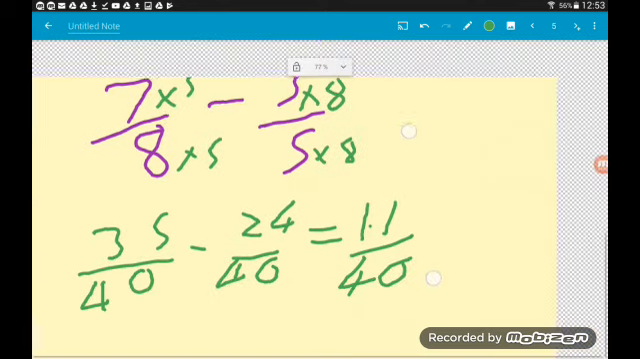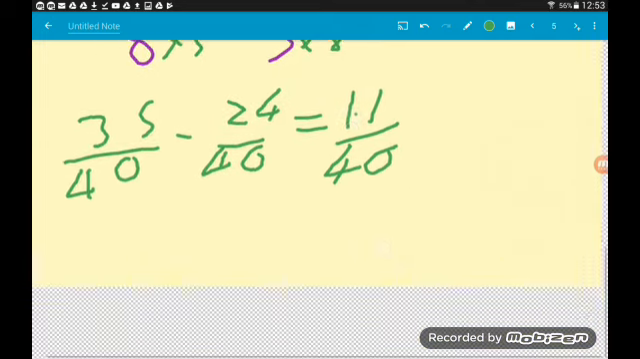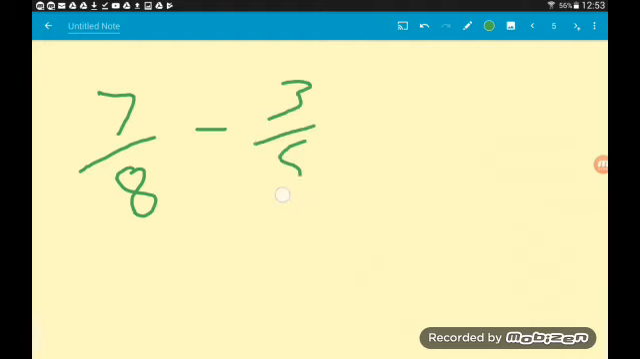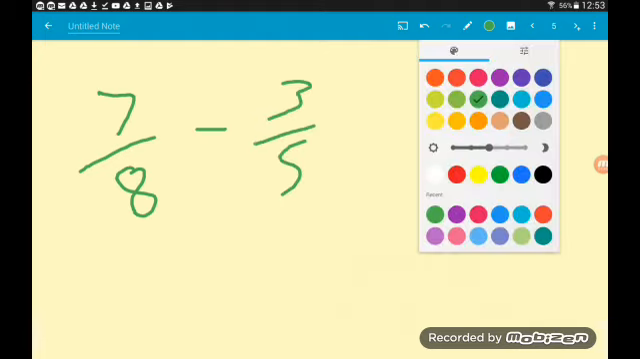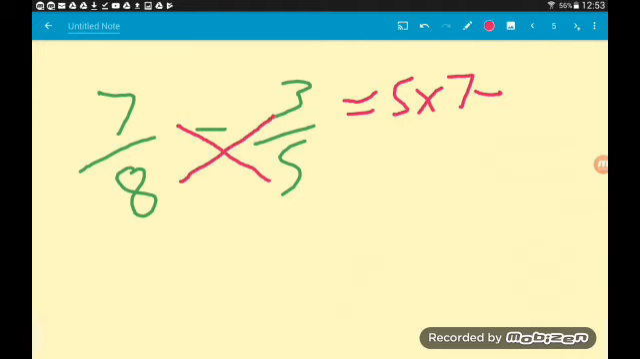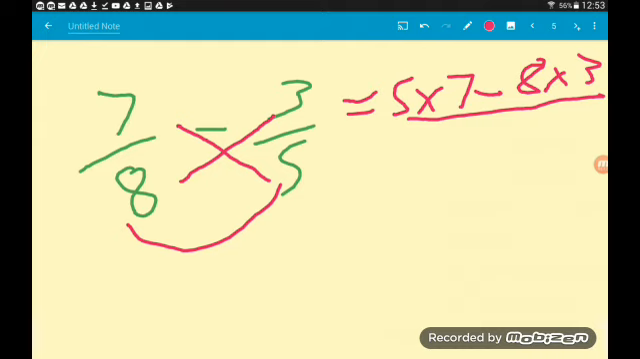40. Let's have a look at doing it with the other method. So 7/8 minus 3/5. We do the bottom of the second fraction times the top of the first. So 5 times 7 minus bottom of the first times top of the second. 8 times 3 all over the two denominators multiplied together.